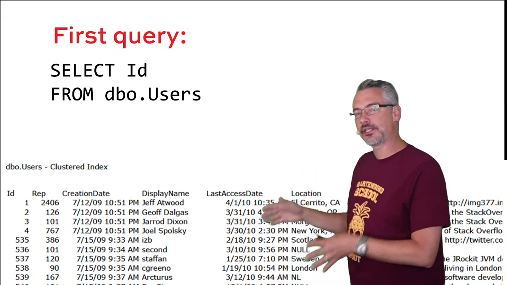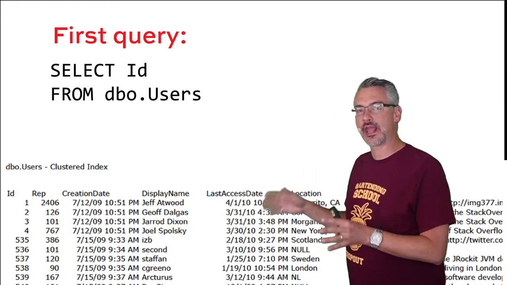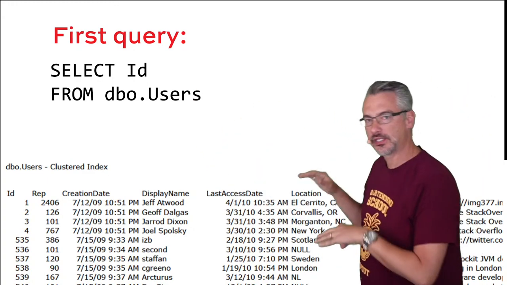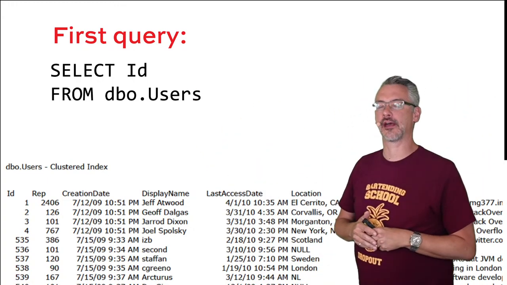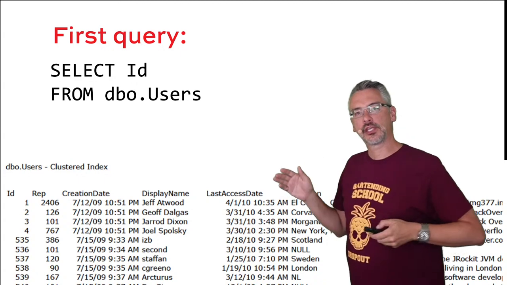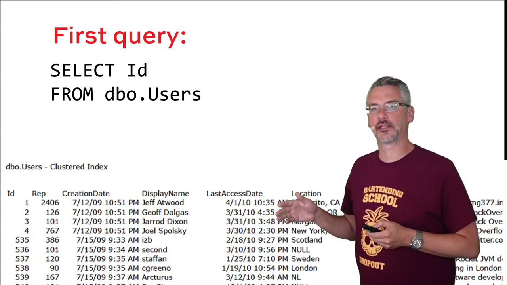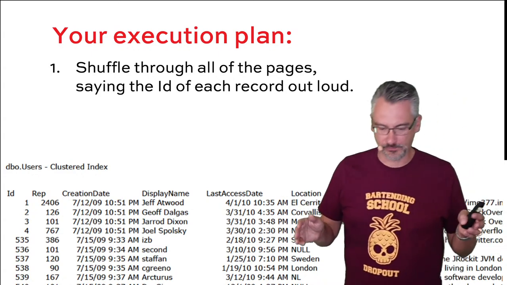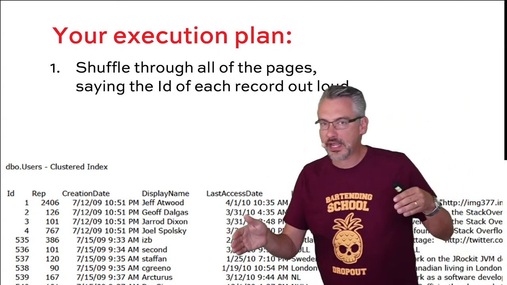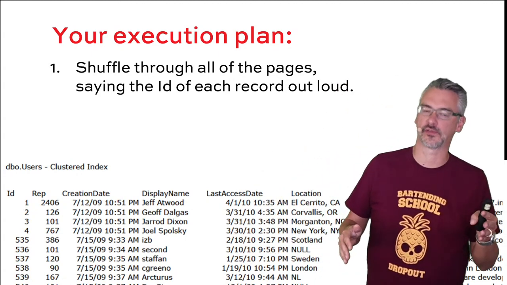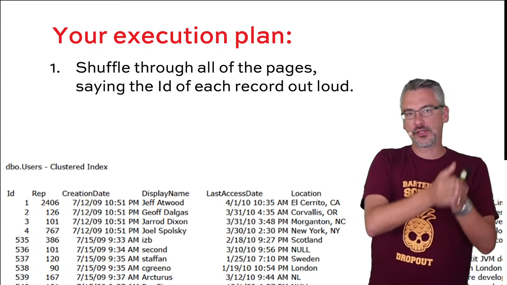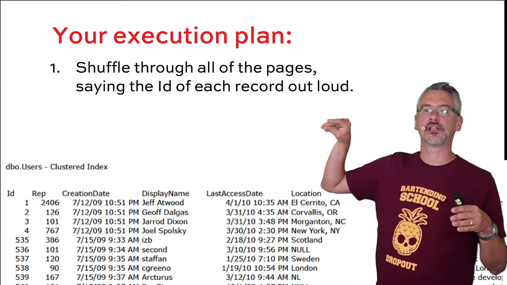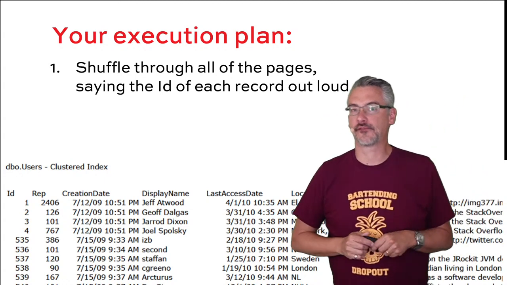Now, since this is the only copy of the data that we have, we're not starting with any other indexes, any other copies of the table. This is the only copy of the table we have. My execution plan in plain English is going to be to read through all of the pages. Doesn't matter if I start with the last page for this index or the first page for this index. I'm going to read through the whole entire copy, yelling IDs out loud as fast as I find them.